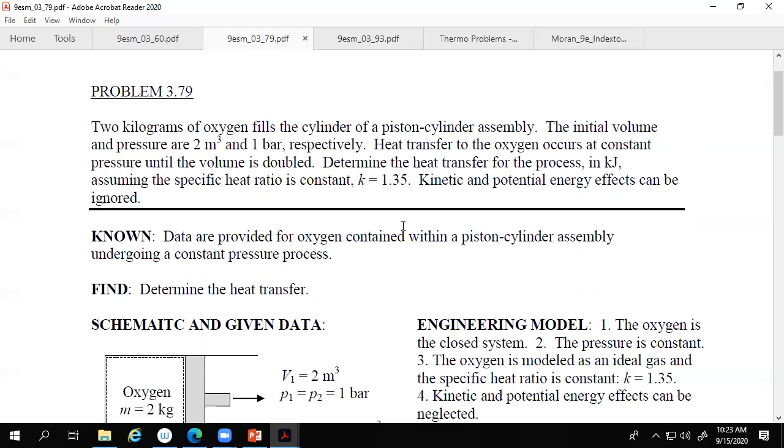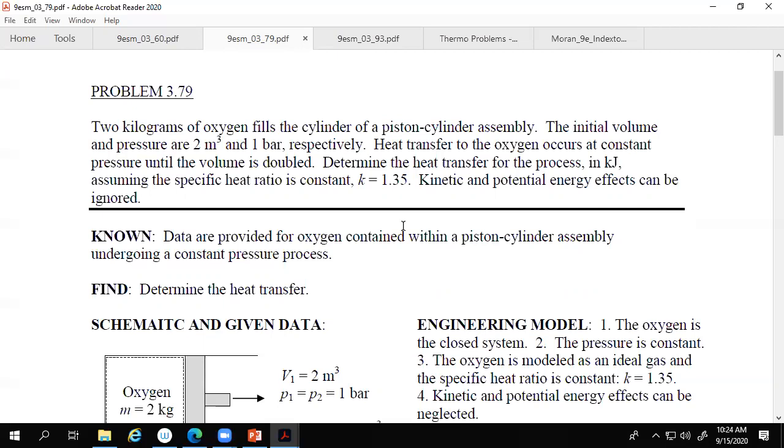The initial volume and pressure are 2 meters cubed and 1 bar respectively. Heat transfer to the oxygen occurs at constant pressure until the volume is doubled. So we're going to heat this thing up, say it's sitting on the table with a Bunsen burner under it. We're going to put heat in there, and that's going to expand the volume. The piston cylinder is frictionless, so the piston comes up and maintains the same pressure the whole time. He's showing it on the side, but conceptually it doesn't matter.